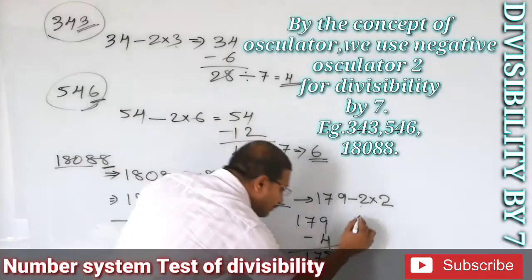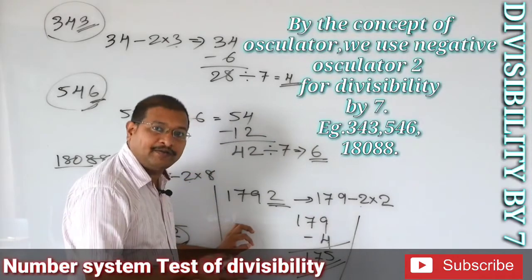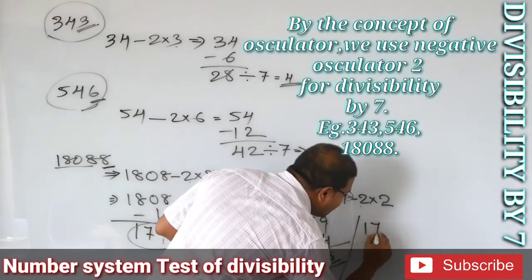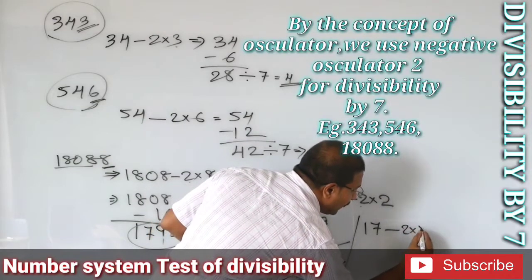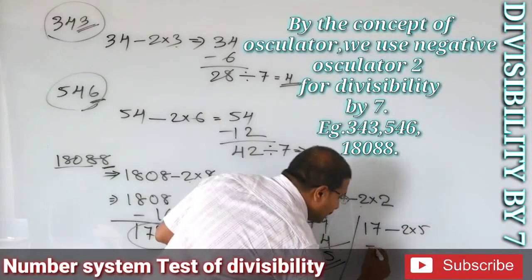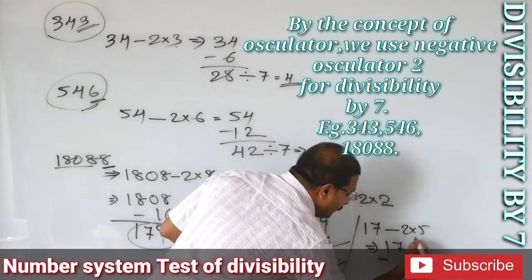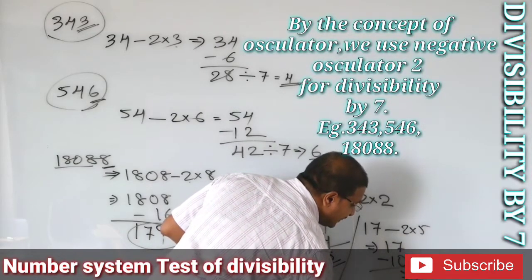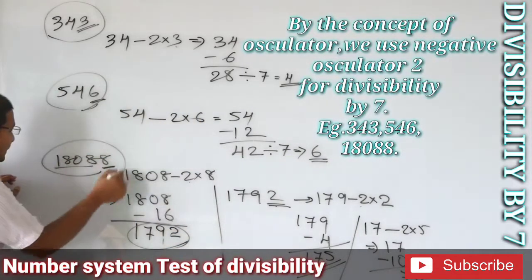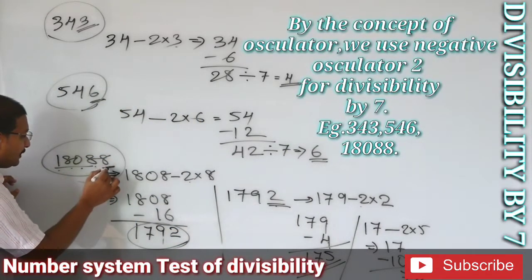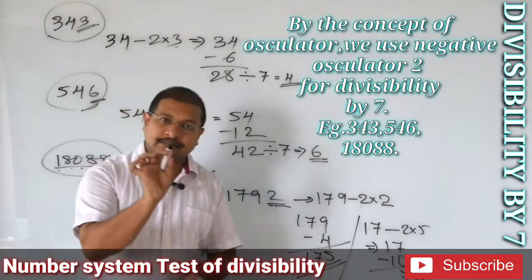Still we feel it's a big number. So what will you do? One more time the negative oscillator property will apply. That means 17 minus, see 5, 2 into 5. Ready? This implies 17 minus 2 5s are 10. What will you get? 7. 7 is divisible by 7. That means this number, 18088, is divisible by 7.